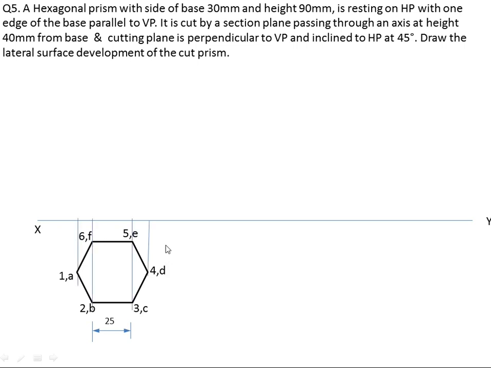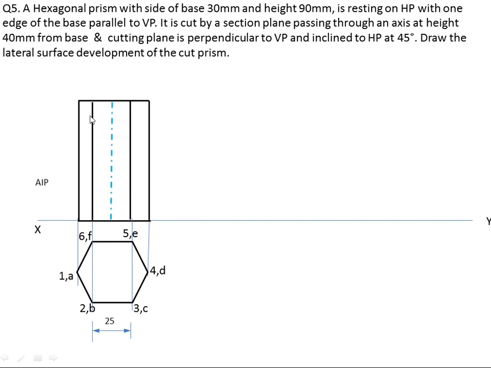Then transfer its projections. After that, this hexagonal prism looks like a rectangle in front view. So we have drawn the rectangle of height 90 mm. Then draw the edges 3C. So this edge is also visible, 3C, and this 2B edge is also visible. Give the names to the points 1 dash, 2 dash, 3 dash, 4 dash, 5 dash and 6 dash. Again A dash, B dash, C dash, D dash, E dash and F dash.